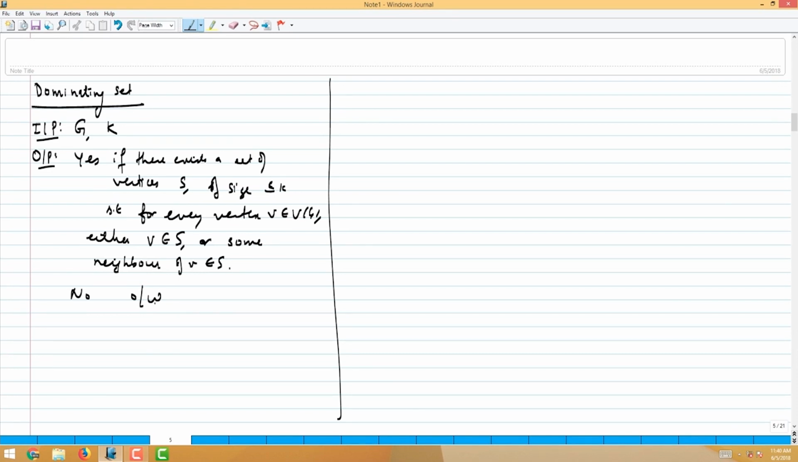Again, what is a dominating set? It's a collection of vertices such that, look at any vertex, either that is in the set, or if it is not in this set, one of its neighbors is in the set. Right? So if S is a dominating set, look at any vertex that is not in S. One of its neighbors has to be in S.